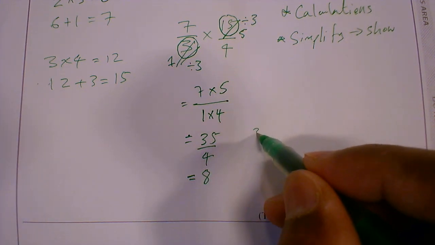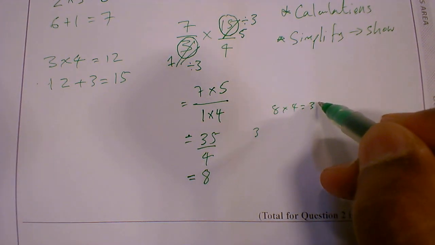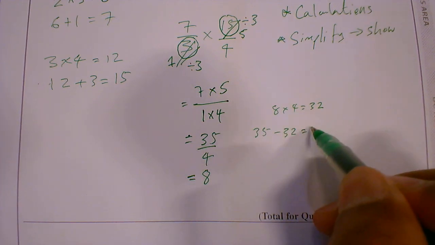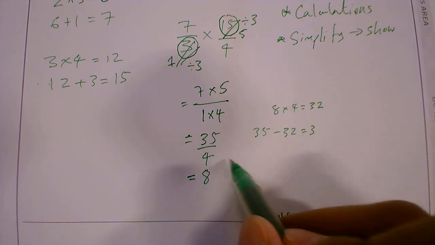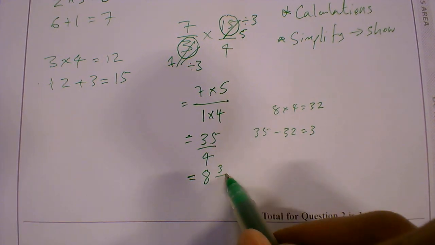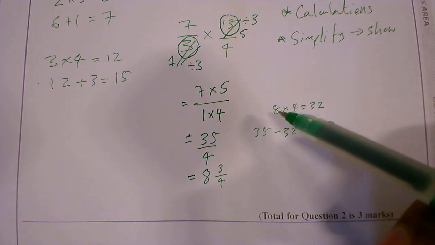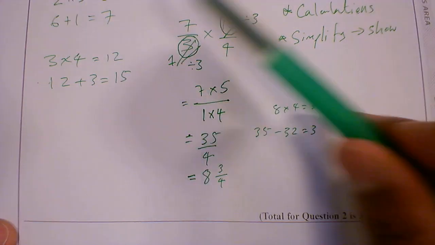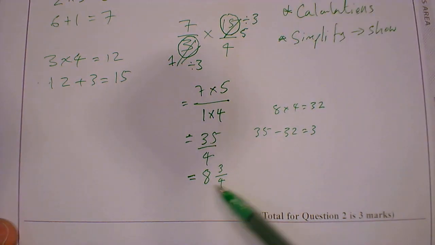8 times 4 gives me 32. And then I've got 35, take away the 32 gives me my remainder, which is 3. So 8 goes in as a whole, and my remainder is 3 over 4. And that matches my show answer over here. If I look at my question, show that this calculation equals 8 and 3/4, and that's what I have.